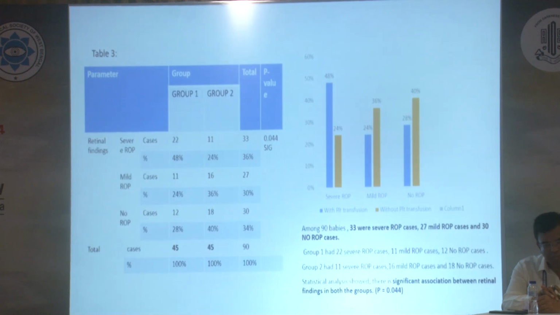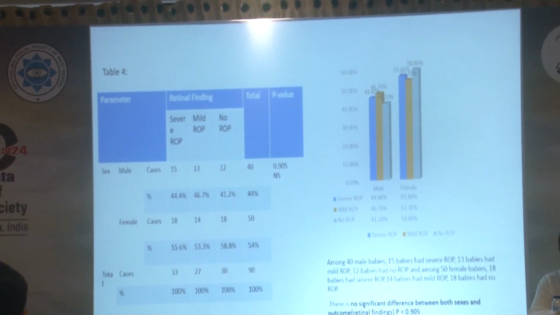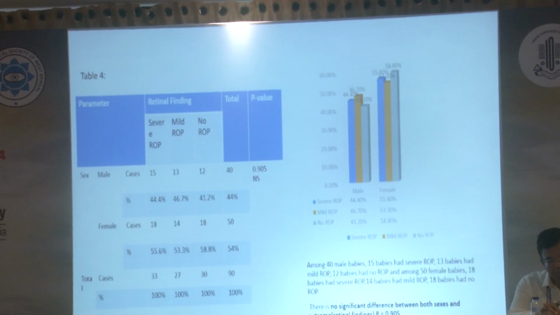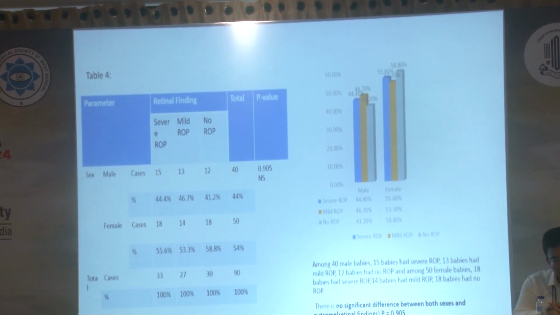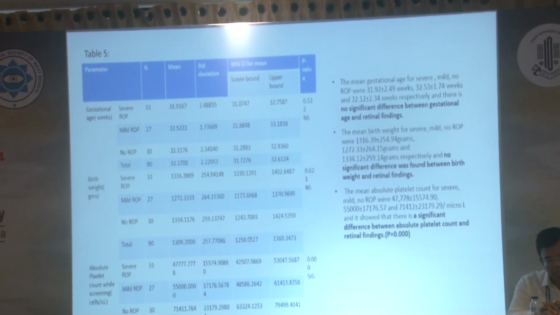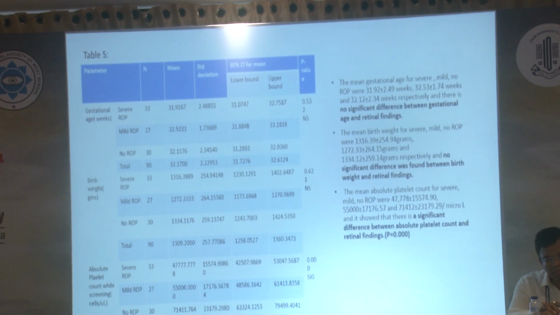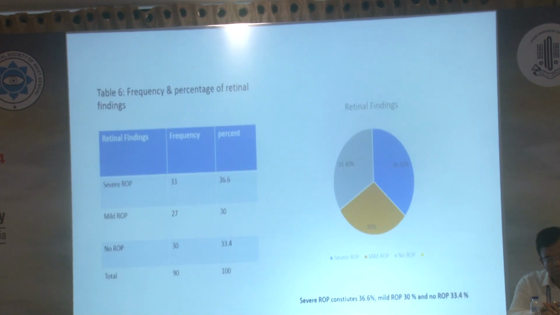This table shows that 33 babies had severe ROP, 27 had mild ROP, and 30 had no ROP. There was a significant association between the retinal findings in both groups. Among the 40 male babies, 15 had severe ROP, 13 had mild ROP, and 12 had no ROP. There was no significant difference between the sexes and retinal findings. This table showed no significant difference between gestational age and retinal findings, and no significant difference in birth weight and retinal findings. But there was a significant difference between the absolute platelet count and the retinal findings.